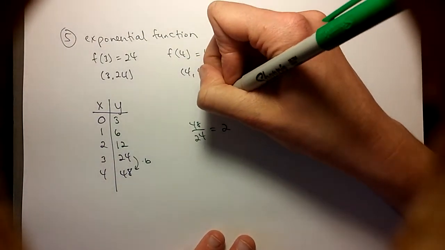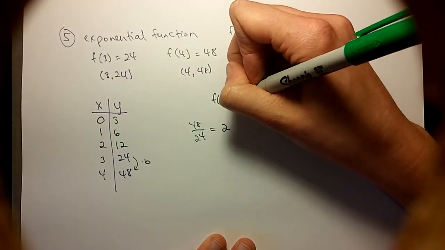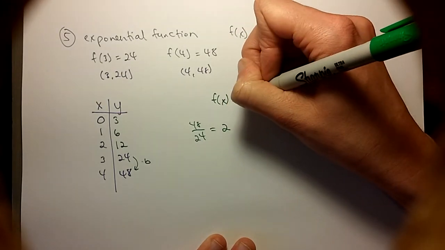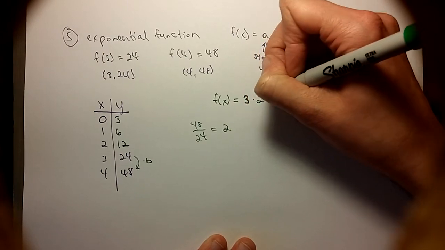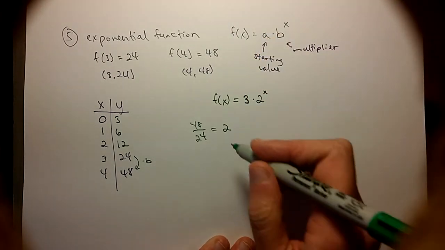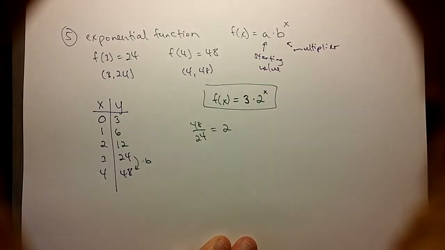And so to write our function, we're going to have f of x equals our starting value, which we found to be 3, times our multiplier, which is 2, to the x power. So that's the equation for that exponential function.